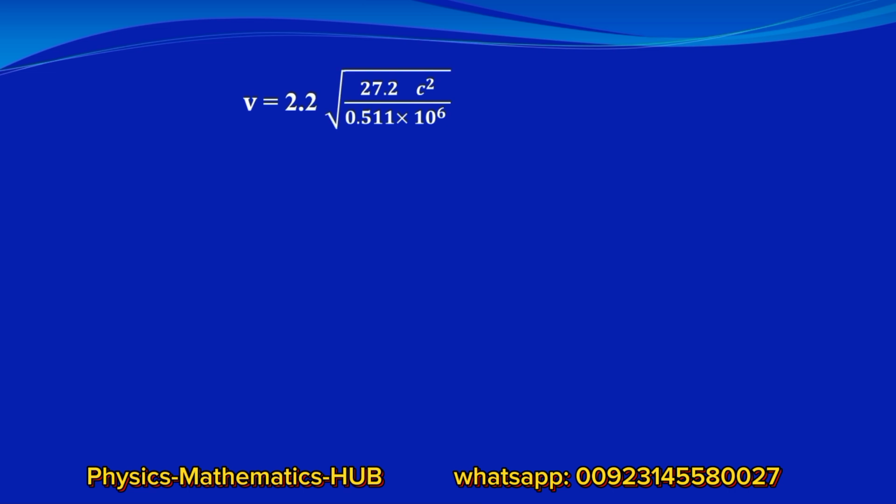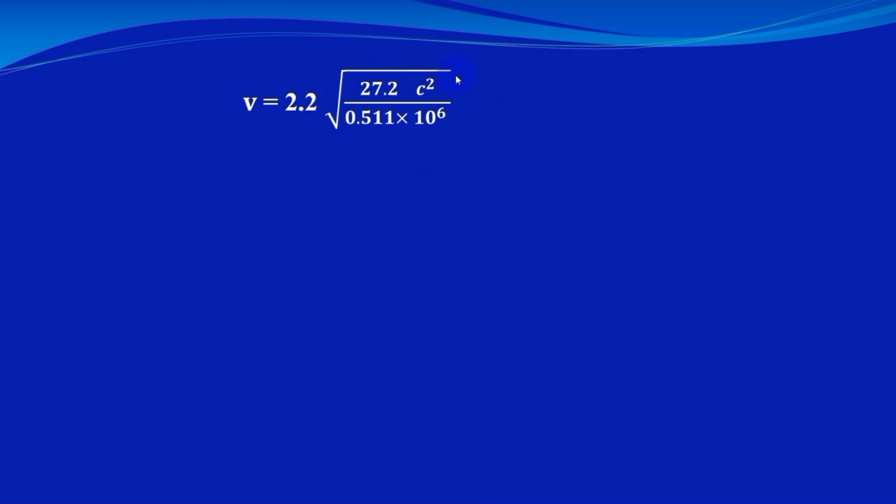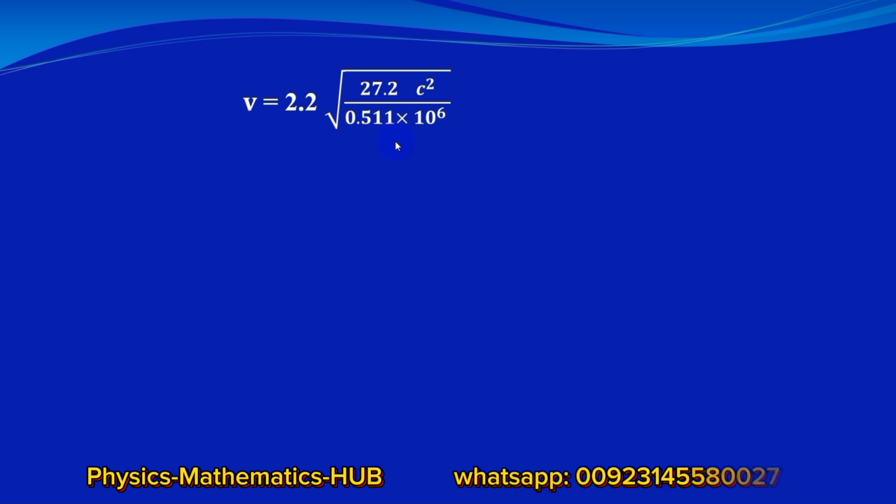Here on the right hand side, 2.2 is multiplied by a square root. Inside the square root, we have a fraction. The numerator is 27.2 c square, where c represents the speed of light, approximately equal to 3 multiplied by 10 to the power 8 meters per second, and the denominator is 0.511 multiplied by 10 to the power 6.